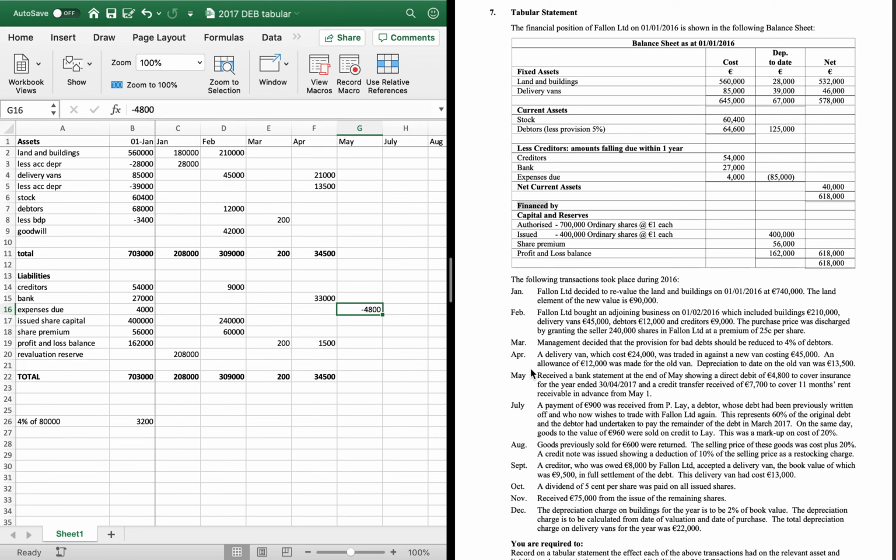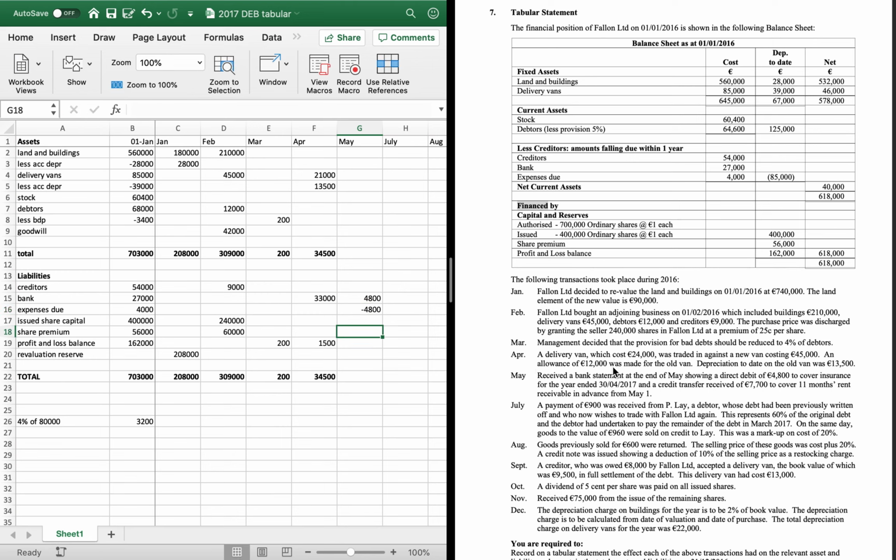Now, in effect, that will become minus 800. So it goes from being an expense due to being an expense prepaid, which is okay. That's going to be all right because we'll see at the end of the year there will be an expense due. The second thing is you've paid that, so your bank overdraft has gone up by 4,800 as well. So that's how that balances out.